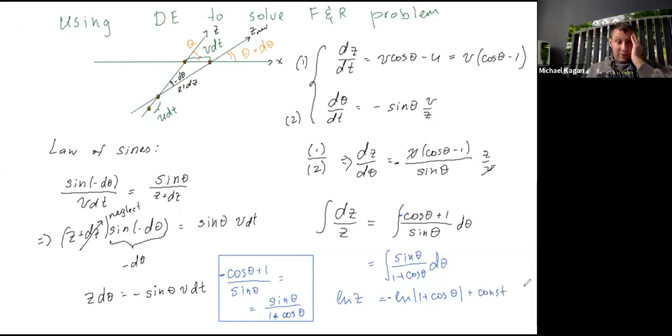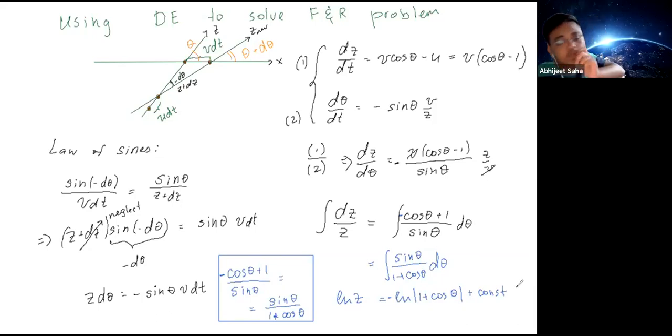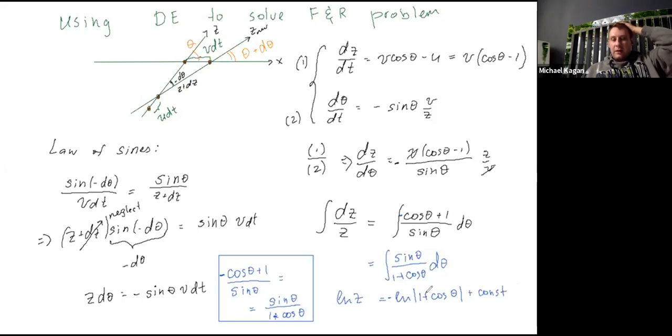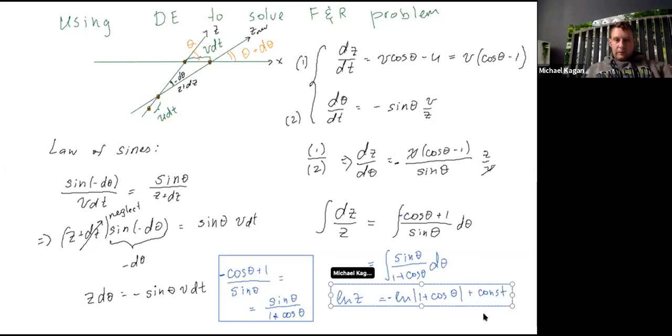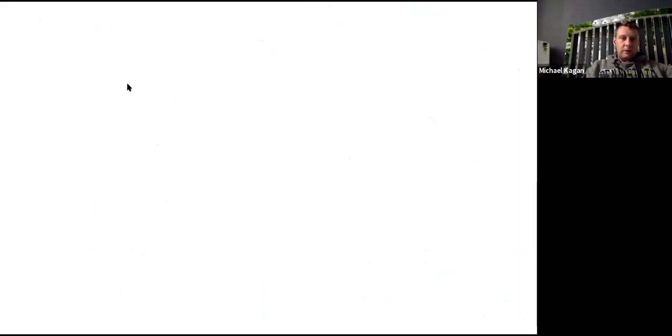It's actually very important here, especially when you're dealing with logs, because as you know, a constant can be absorbed as a factor inside the log. So let's box this. This is almost it. We just need to carefully work with this answer. Let me just copy it on the next page. So we got ln of z equal minus ln of 1 plus cos theta, plus a constant. I don't really need to worry about absolute value because it's never negative.